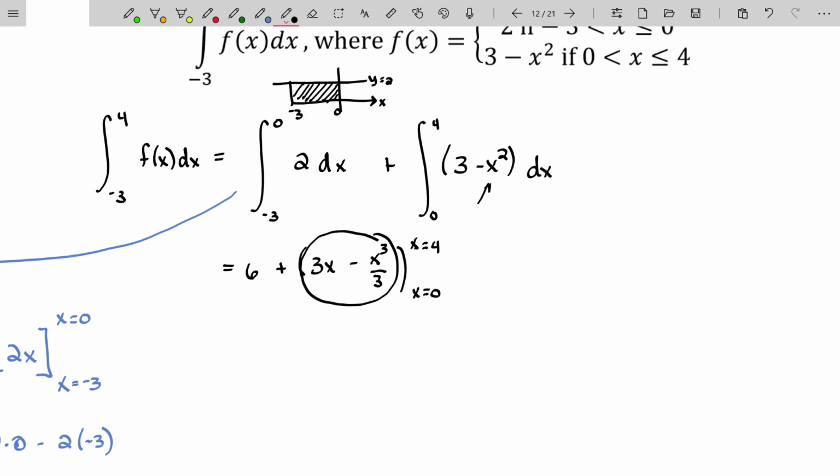And we're going to plug in the upper limit and then subtract off the lower limit. I shouldn't say subtract off the lower limit. We're subtracting off the value of that antiderivative at the lower limit. Well, at the upper limit, you get 12 minus 4 cubed over 3 minus, and then at the lower limit, you just get zeros. That's what's nice about having a limit that's 0, is that things disappear very often.